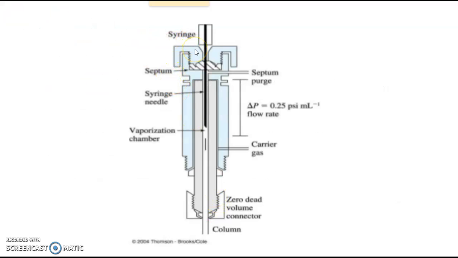The sample injector looks like this. This is the apparatus setup for the sample injector. This is the syringe and this is the septum. This is the septum purge. This is the syringe needle which is going inside the injector. This is the vaporization chamber, zero dead volume connector, and this is the column. Through this the sample is injected into the column.